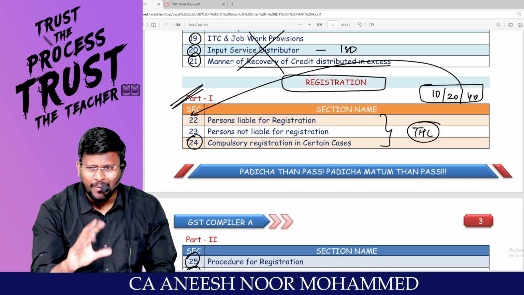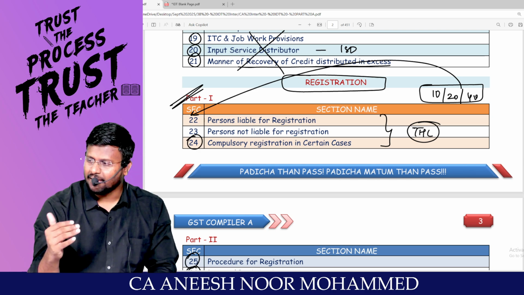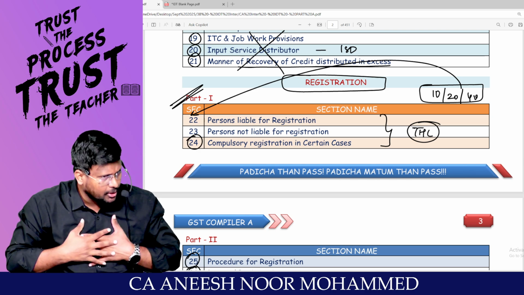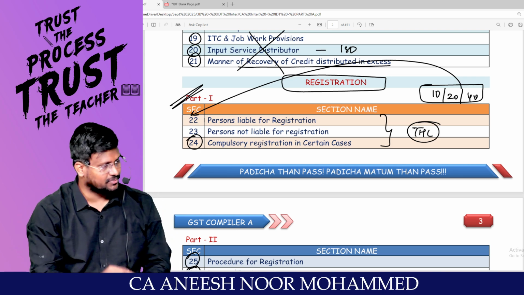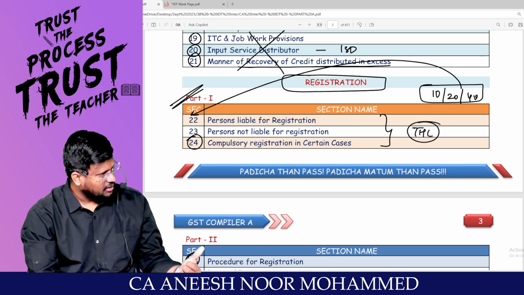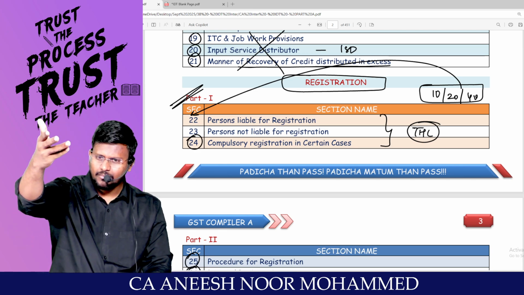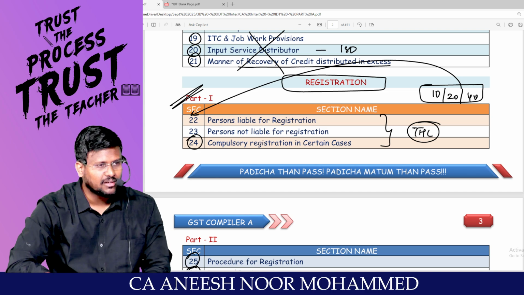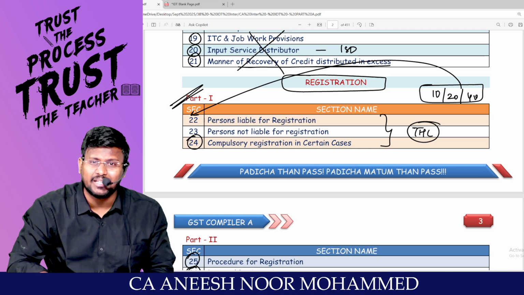Sir, my turnover does not exceed 10 lakh, 20 lakh, then am I liable to take registration? Yes, sir, as per section 24. That is compulsory registration. Under section 22, if your turnover exceeds the threshold limit, you are liable for registration. Even though my aggregate turnover exceeds the threshold limit, I am not liable to take registration as per section 23.